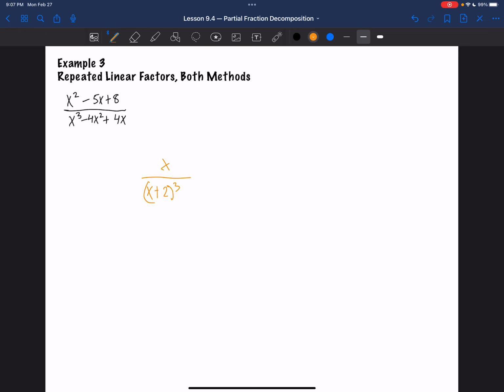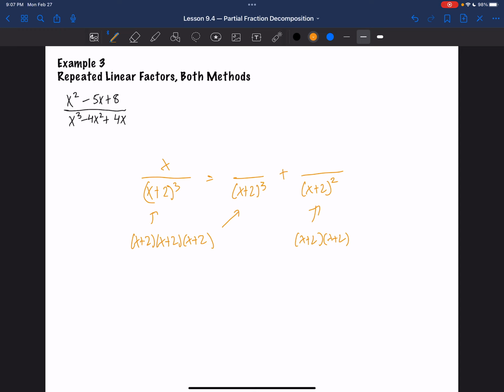So a repeated linear factor means you have the same linear factor multiple times. You see, (x plus 2) cubed is x plus 2 times itself. There's 3 of them. So x plus 2, x plus 2, x plus 2. So the way this decomposes is you need a denominator (x plus 2) cubed, but it is possible that one of the denominators has only 2 of those factors and not all 3. You see what I mean? This one has all 3, but this one only has x plus 2 and x plus 2.